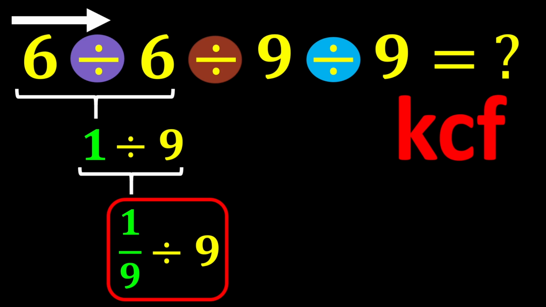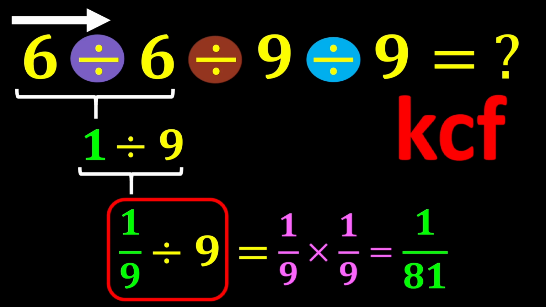According to the KCF rule, we keep 1 over 9 as it is, division changes to multiplication, and we flip 9. 1 over 9 multiplied by 1 over 9 gives us 1 over 81, which is our final answer.